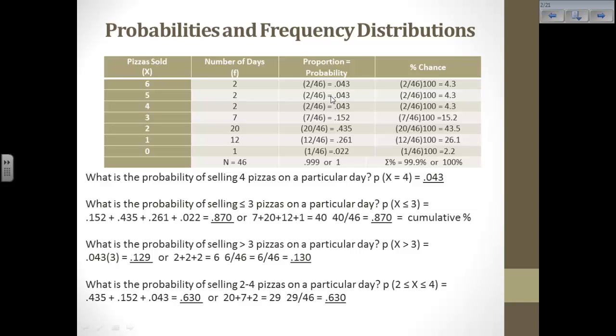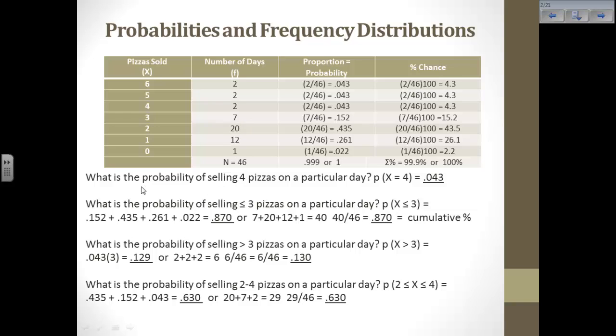If you've already got the probabilities calculated, just add up all the probabilities for 3 or fewer pizzas. So 0.152 plus 0.435 plus 0.261 plus 0.022. Or you can just add up the frequencies related to those numbers of pizzas. So 7 plus 20 plus 12 plus 1, for 3 or fewer pizzas, and then divide that by the total number of outcomes. You'll get the same answer.